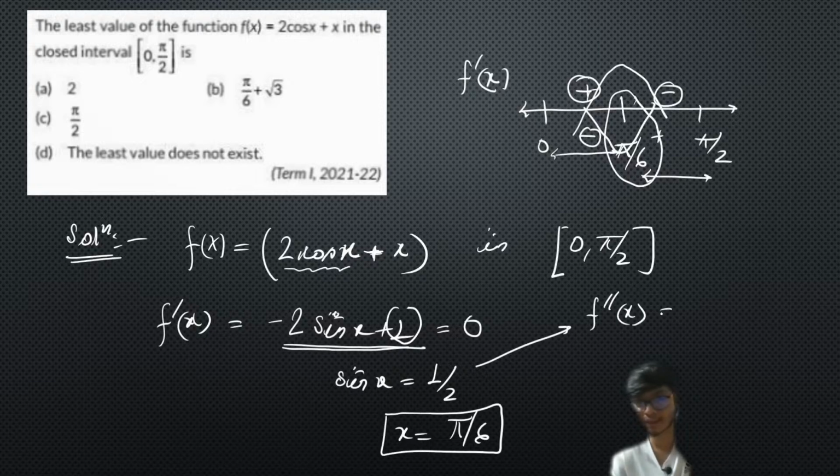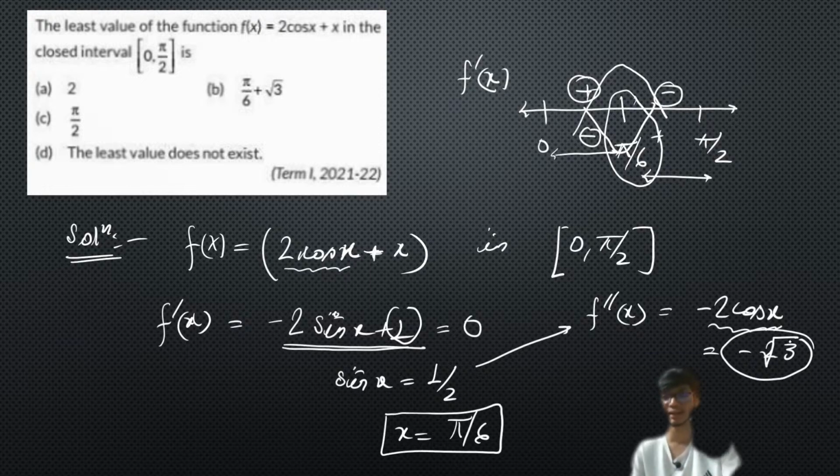If you take the second derivative, you are going to get minus 2 cos x. At pi by 6, you are definitely going to have this answer as minus root 3, which is a negative value. So the second derivative is negative, which shows that pi by 6 is the point of maxima, not minima, but we have to find the minimum value.